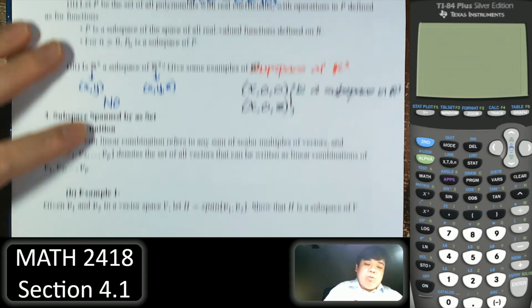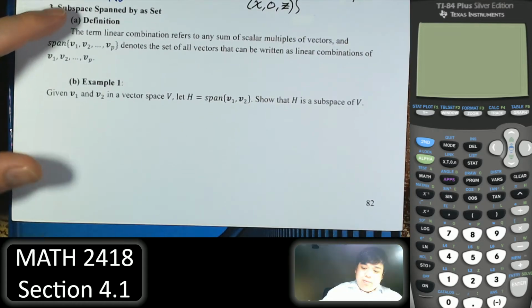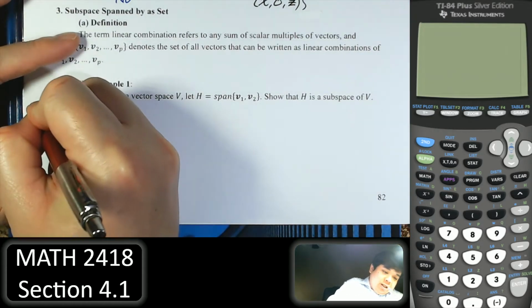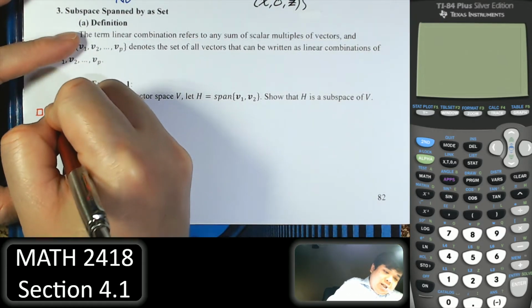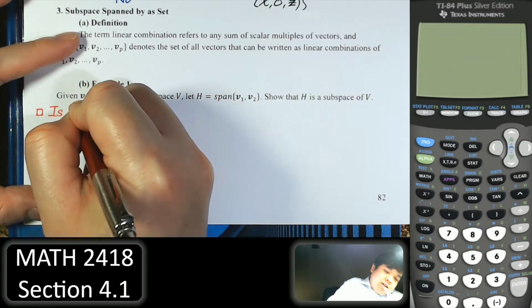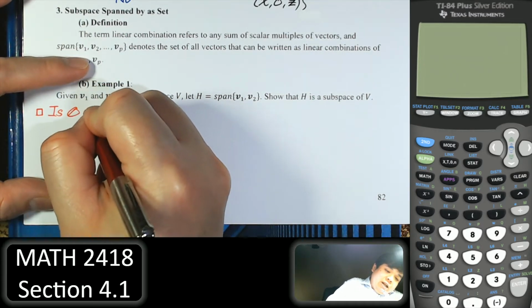Now, this is actually a proof to show that it is a subspace. So we need to prove 3 things. The first one is, is the 0 vector in H?